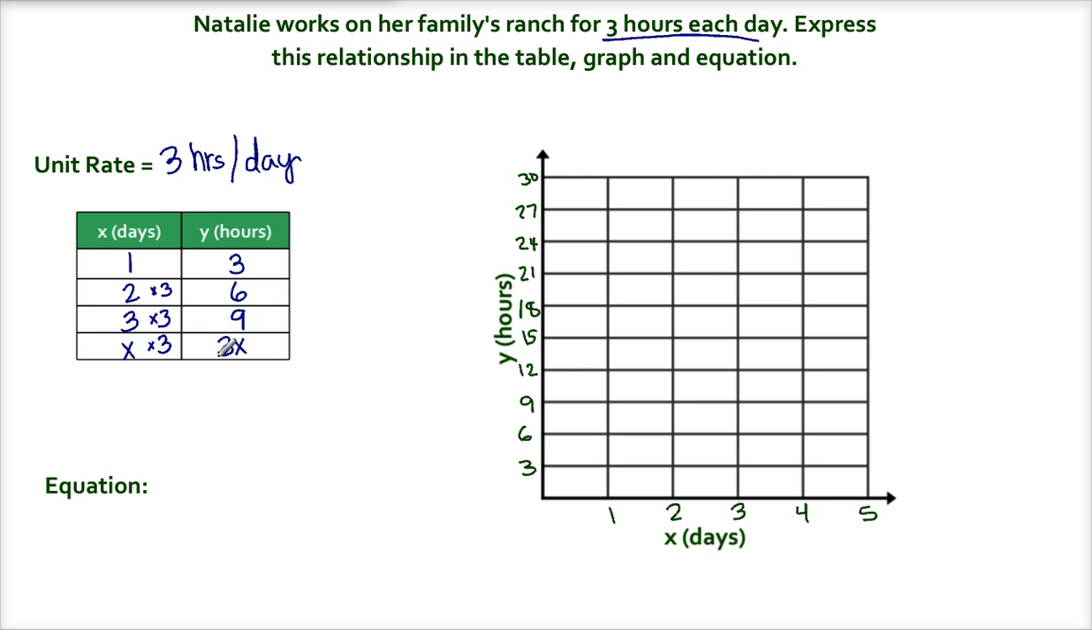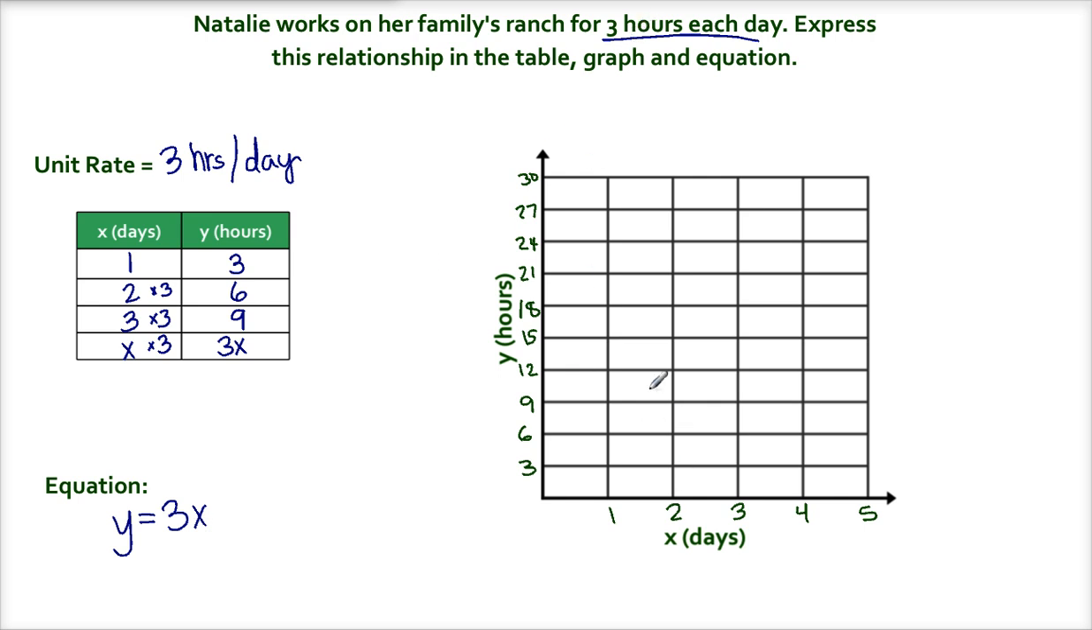Okay, now this last box is going to help me to write the equation. So her equation, y, the number of hours that she works, is equal to 3 times x. So the number of hours that she works is equal to the unit rate times how many days have passed. This is the equation for this relationship.